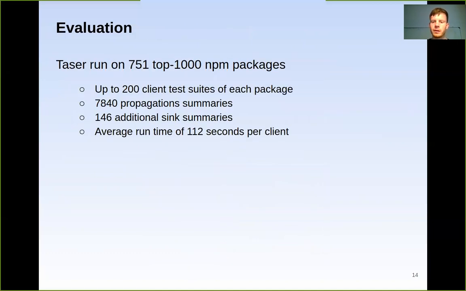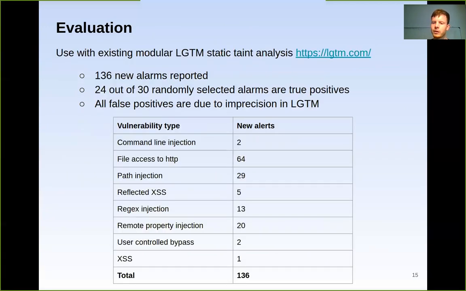To evaluate the technique, we ran Taser on 3/3 of the top 1000 npm packages, including the test suites of up to 200 clients of each package. Taser managed to extract almost 8,000 propagation summaries and 146 additional sinks, using on average 112 seconds per client. By plugging the results from Taser into the existing static analysis, LGTM was able to find 136 new injection vulnerabilities. Manual examination of 30 of the new alarms showed only 6 of them are false positives, and that all of the false positives are due to imprecision in the static analysis.